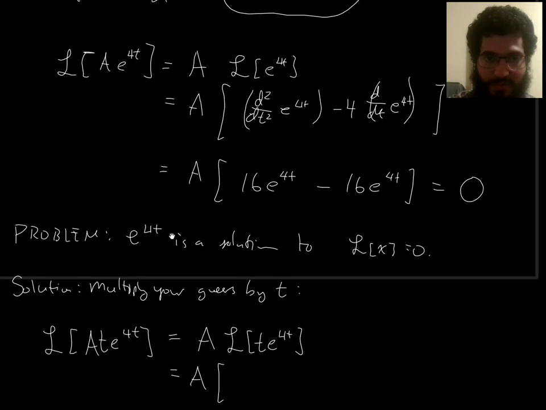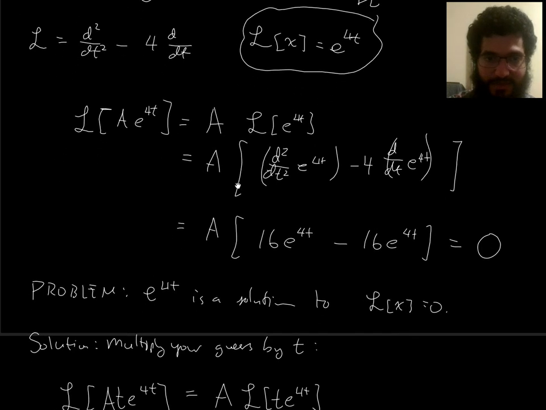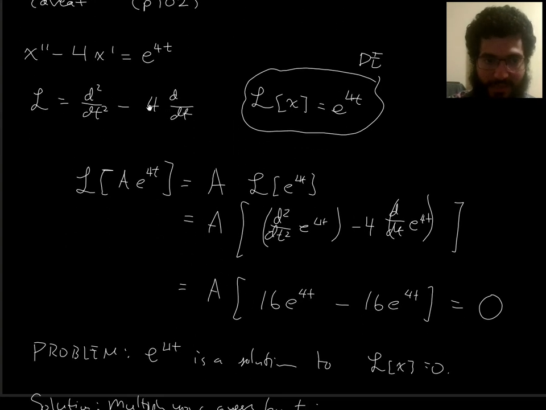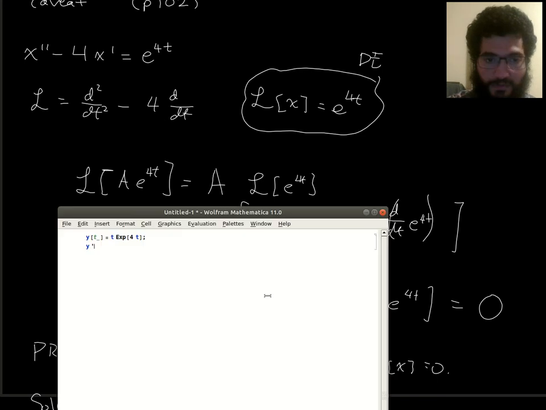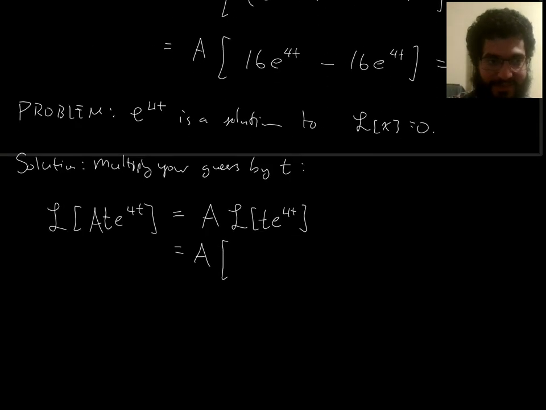So remember, L is, where did I write it? L is this, right? Take two derivatives with respect to t minus 4 times one derivative with respect to t. And I get this stuff, which I can just simplify. Okay, 4e to the 4t. Great.